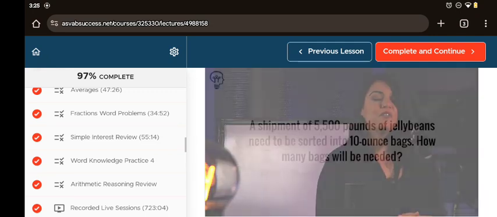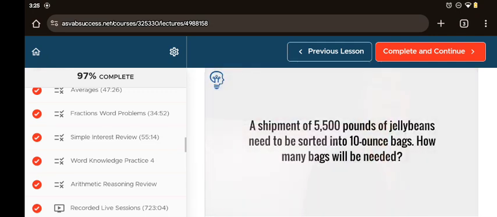A shipment of 5,500 pounds of jelly beans needs to be sorted into 10-ounce bags. How many bags will be needed? Go ahead and give the question a try.